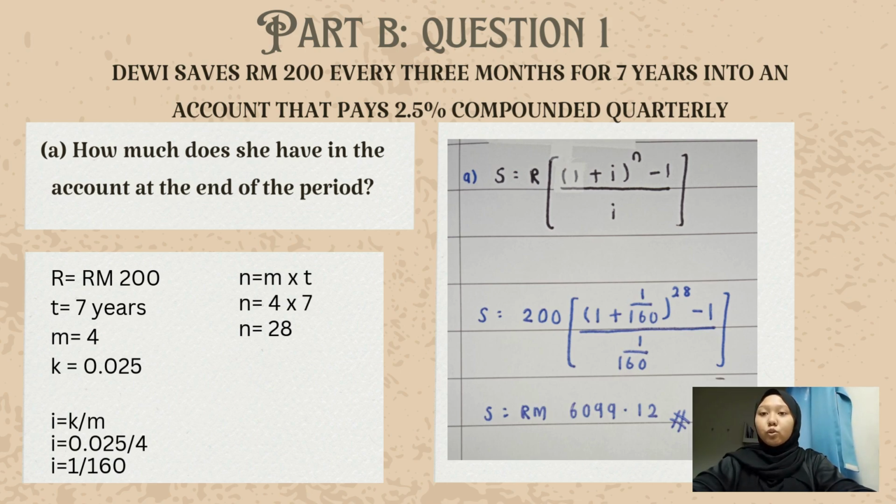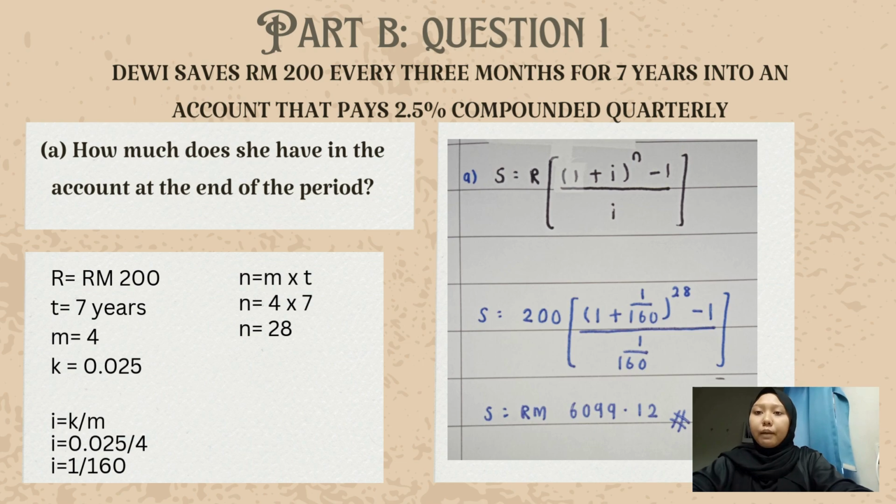For problem statement part B, question number 1. Dewi saved RM 200 every 3 months for 7 years into an account that pays 2.5% compounded quarterly. A. How much does she have in the account at the end of the period? i equals k over m. i equals 0.025 over 4. So the answer is i equals 1 per 160.